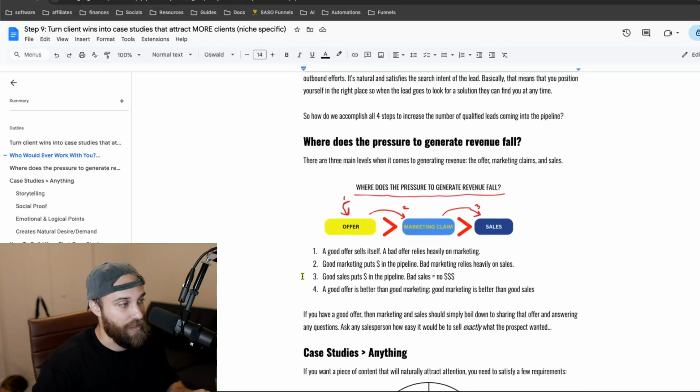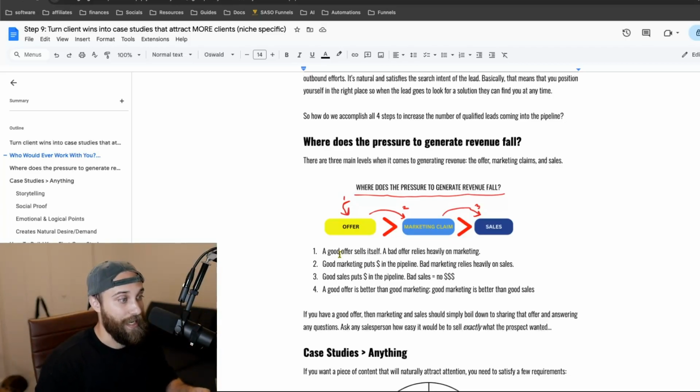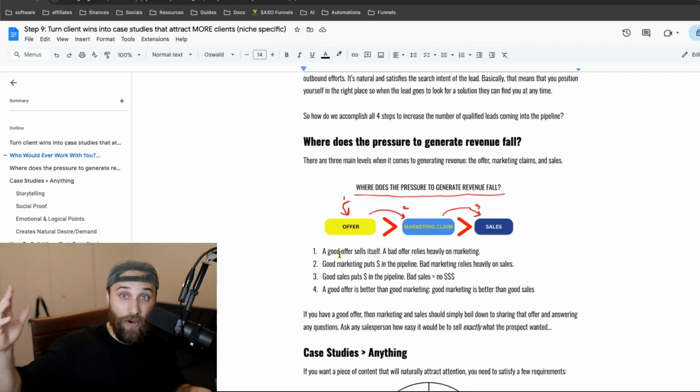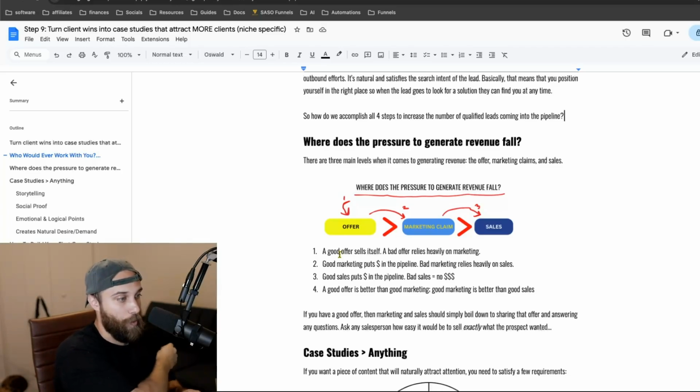Now, let's look at this. A good offer sells itself. What did we cover earlier in this training, right? If you have a bad offer, you're going to have more pressure essentially trickle down onto marketing. Now, good marketing will put money in the pipeline. However, if you have bad marketing, if you have bad content, you had better be really good at selling one-on-one. So good sales has to put money in the pipeline, right? And if you have bad sales, then you have no money.